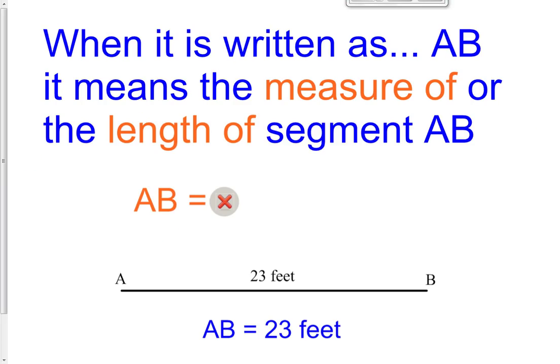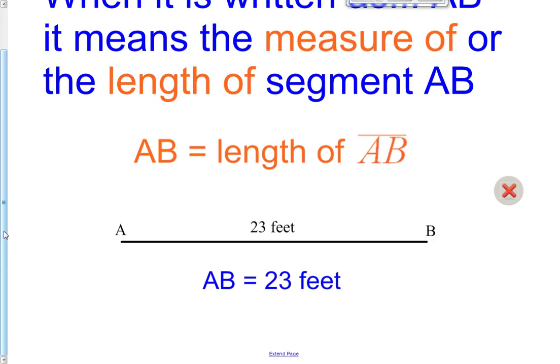When it is written as AB, it means the measure of or the length of. So if you ever see AB when it doesn't have a line over it, you assume that it means the measure of or the length of. So when it says AB is 23 feet, you assume that the length of AB is 23 feet. If there's nothing written over the top, you assume it means the measure of.